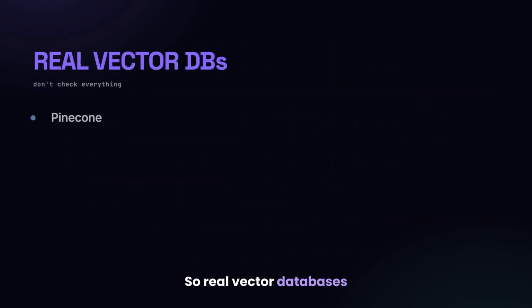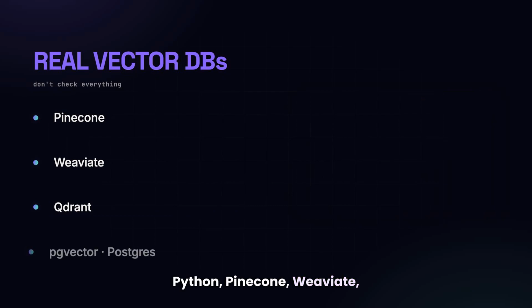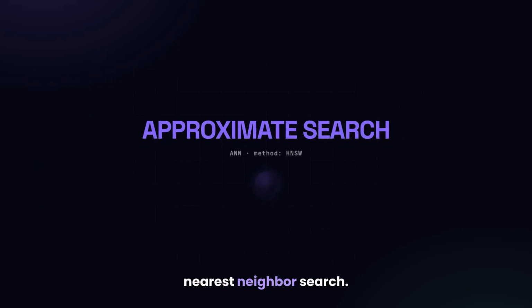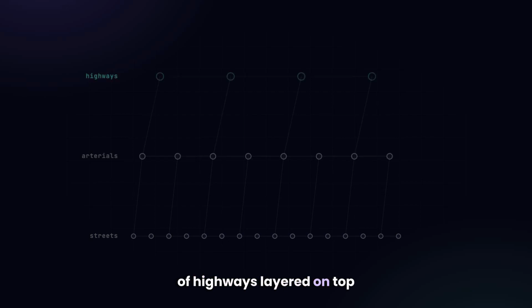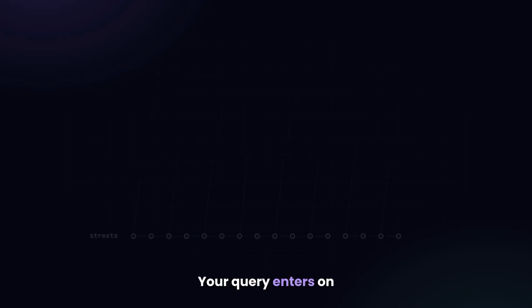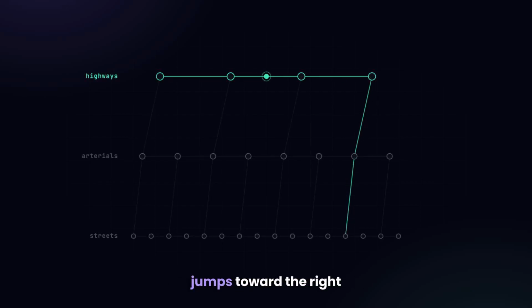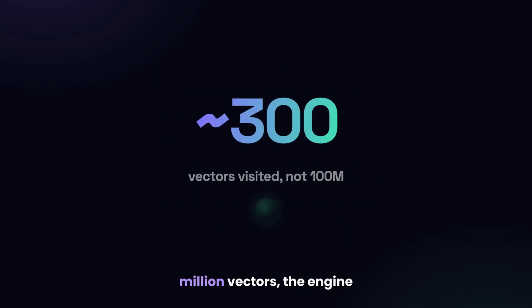So real vector databases, Pinecone, Weaviate, Qdrant, or pgvector running on Postgres, don't check everything. They use approximate nearest neighbor search. The most popular method is called HNSW. Picture a network of highways layered on top of local streets. Your query enters on the highway, makes a few big jumps toward the right neighborhood, then drops down to the streets for a precise landing. Instead of scanning 100 million vectors, the engine visits only a few hundred.